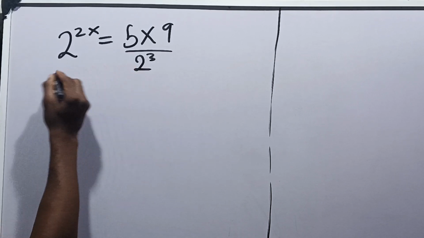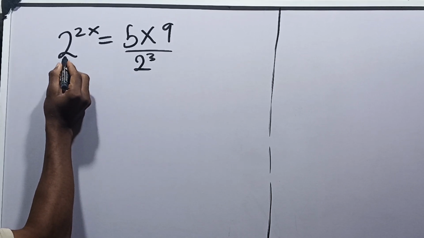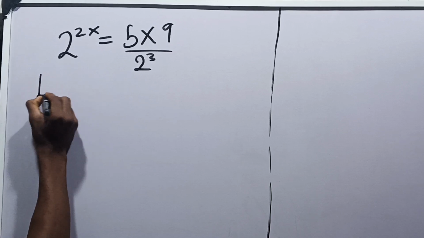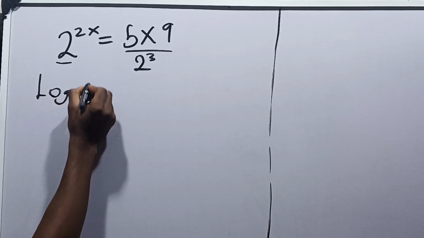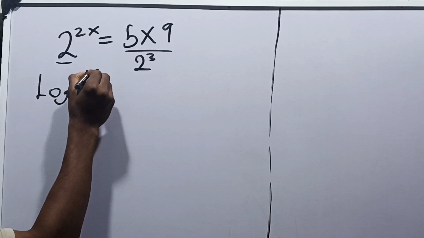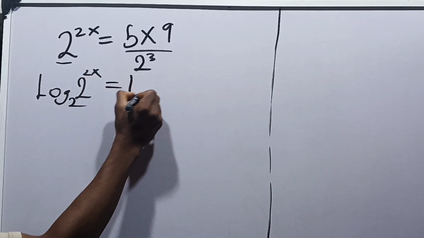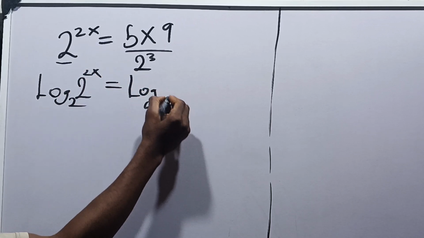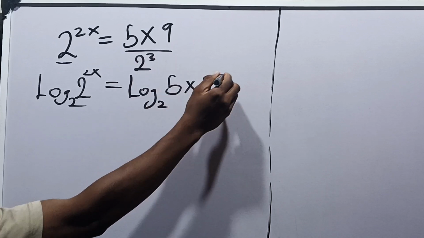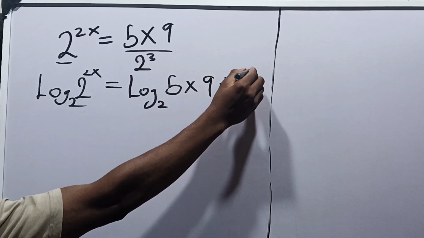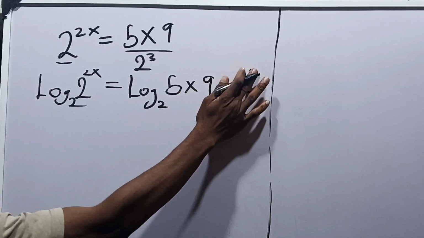Moving on from here, let's take the logarithm of both sides. So we take the logarithm in the base of the number carrying the x. So this is log base 2 of 2 raised to power 2x to be equal to the logarithm of this side, which is logarithm in base 2 of 5 times 9 divided by 2 raised to power 3. Sorry, this is 3.